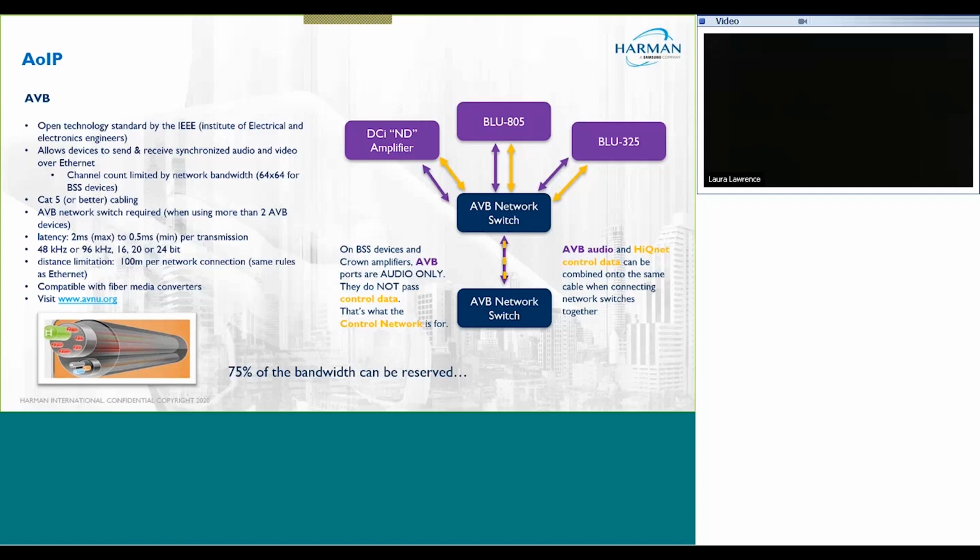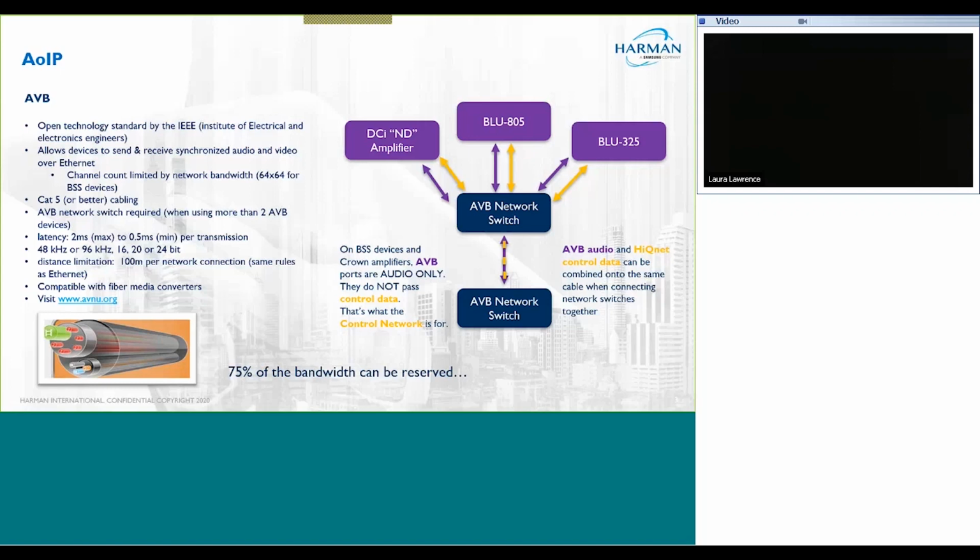So AVB was designed to kind of replace the existing technology, which at the time, the primary one was CobraNet. Since CobraNet was capable of 48 kilohertz and 96 kilohertz and could do 16, 20, or 24-bit depth sampling, we can do the same thing with AVB. So anything you can do with CobraNet, you can also do with AVB.